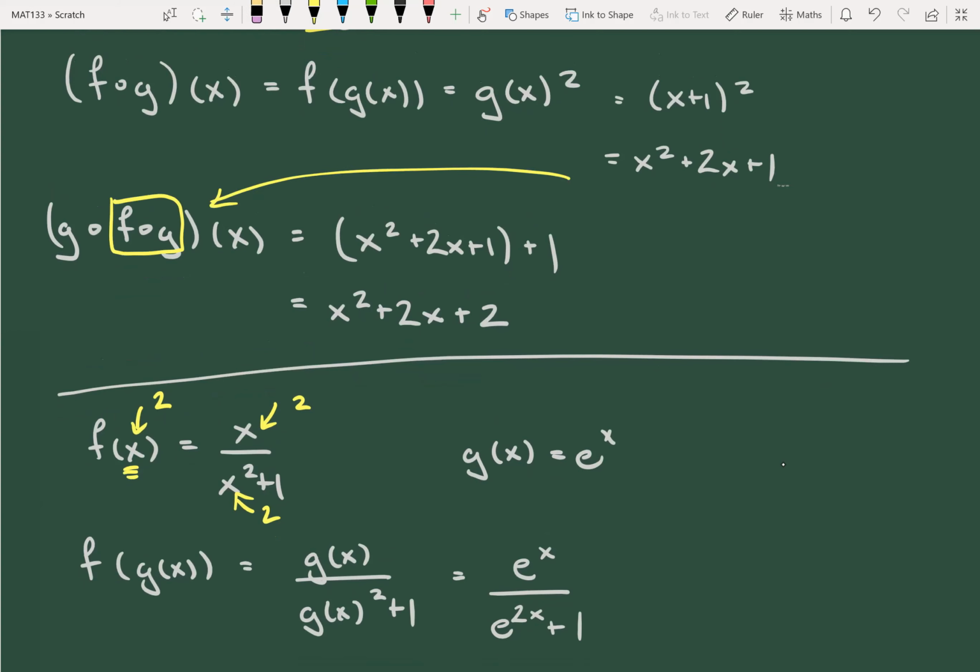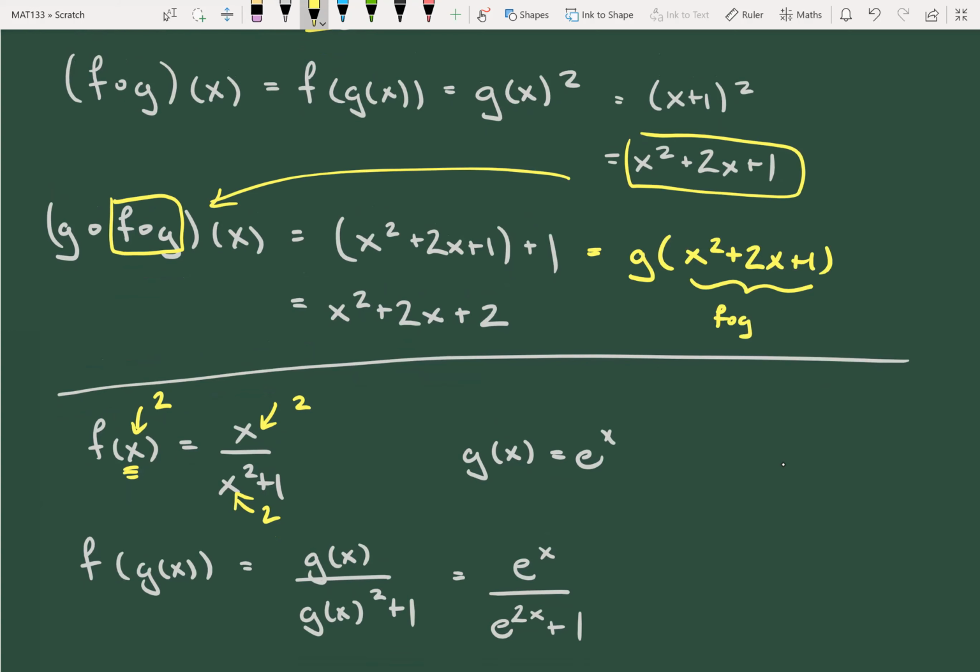And that was the x squared plus 2x plus 1. And then I'm doing g compose that, right? So maybe let me write that as g of x squared plus 2x plus 1. That right there is f compose g. Everywhere I see an x in g of x, I'm going to replace it with x squared plus 2x plus 1. Because g of x is just the function x plus 1, I get x squared plus 2x plus 1, all plus 1, and that's going to give me my final answer.